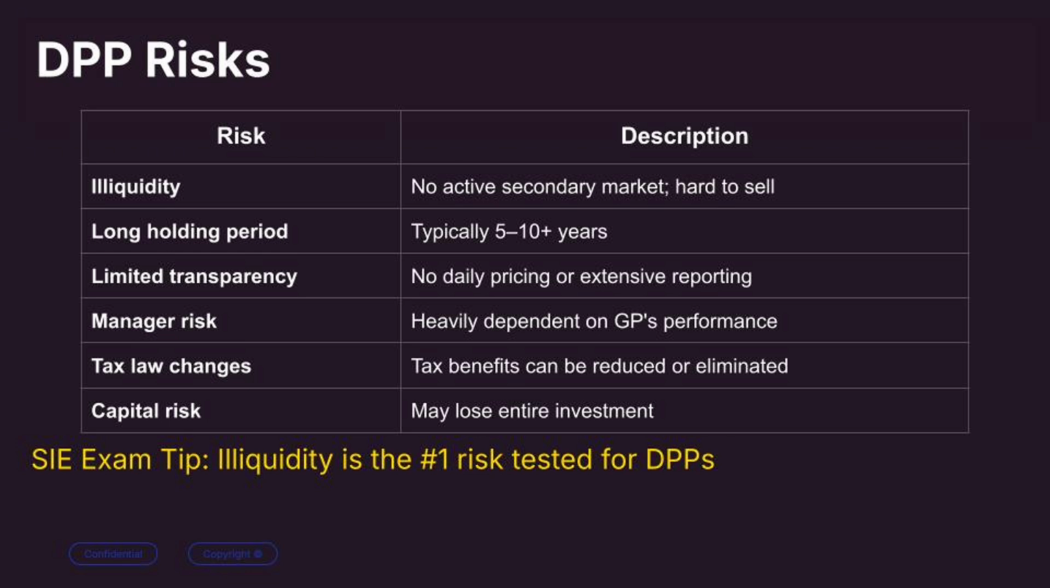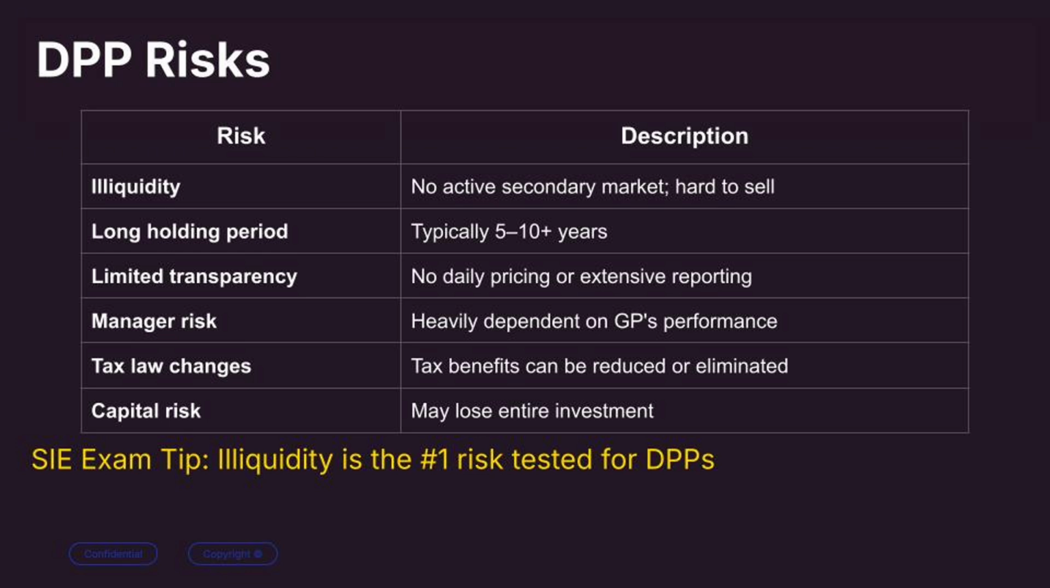There is no active secondary market, so if you want to get out, finding a buyer is difficult, and the price will reflect that. The holding period is long, typically 5 to 10 years or more, and reporting is limited compared to a public company. You won't see daily prices. Manager risk matters because the GP runs everything. So a weak GP means a weak DPP.